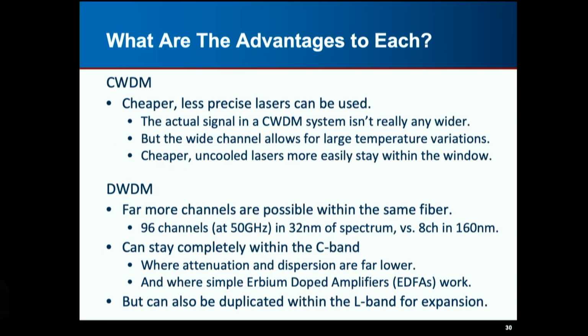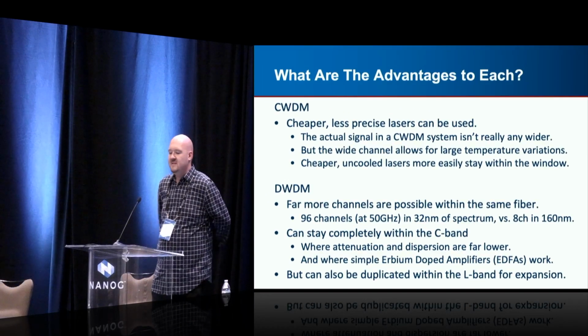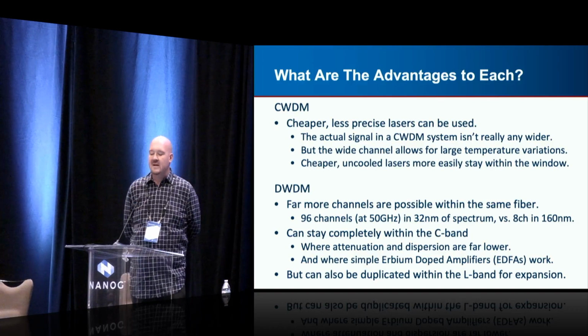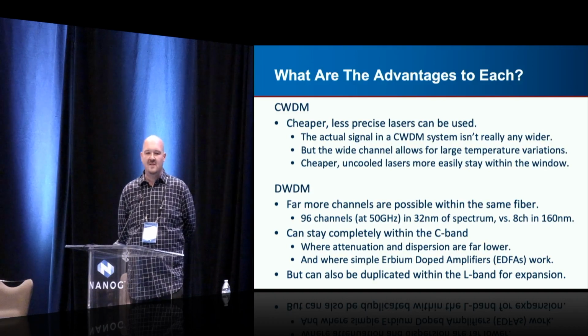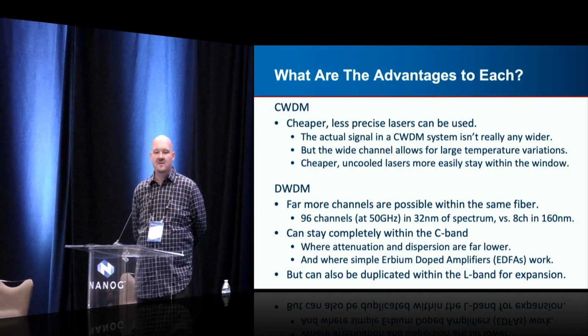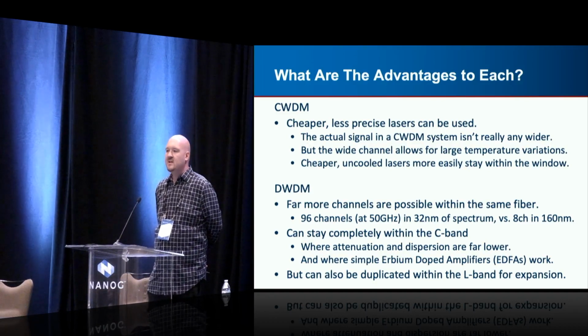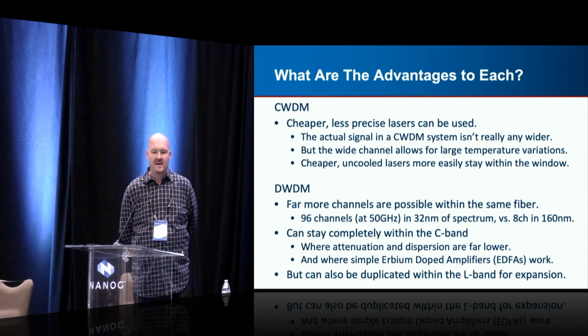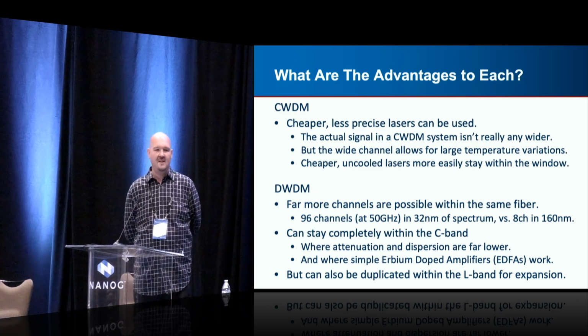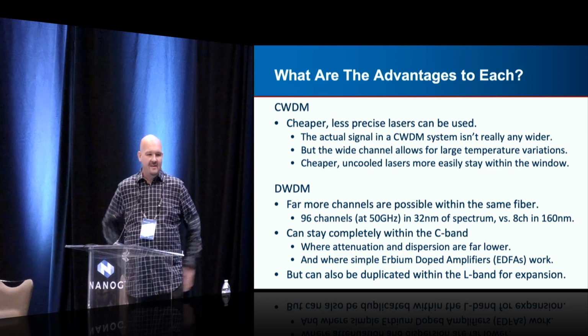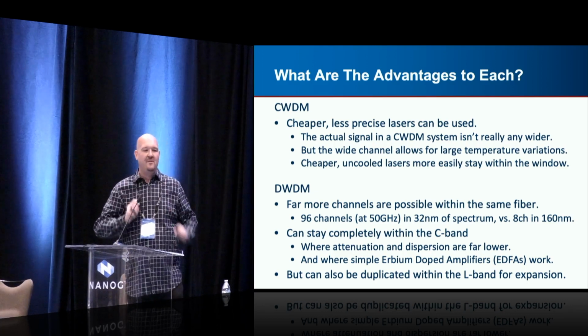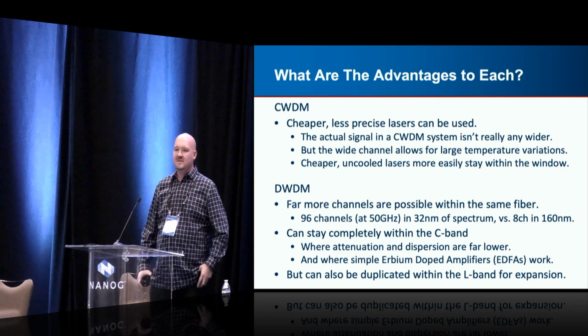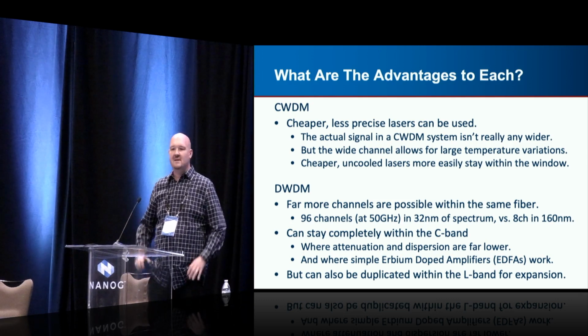So what are the advantages to this? Why do we have these two different systems? Well, CWDM, it's not that the laser is actually any narrower. It's not that the signal itself is wider or narrower. The width of the signal is actually proportional to the baud rate. So as we move from 1 gig to 10 gig to 40 gig, that increases the width, what's called the line width of the laser, but whether it's a DWDM or not actually doesn't make the signal any wider.